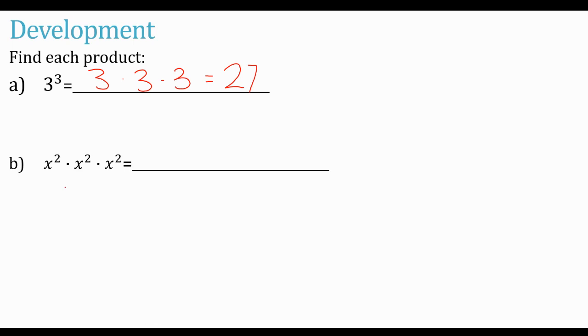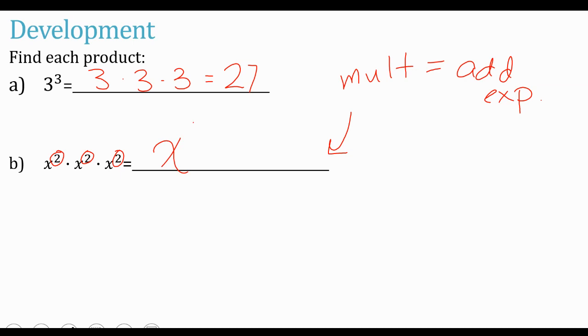For the second one, now we have x squared times x squared times x squared. So we are multiplying monomials here. So please don't forget, when you're multiplying, you add the exponents. So multiplying equals add exponents. So we are going to add these three exponents together. 2 plus 2 plus 2 gives us 6. So this is x to the 6th.